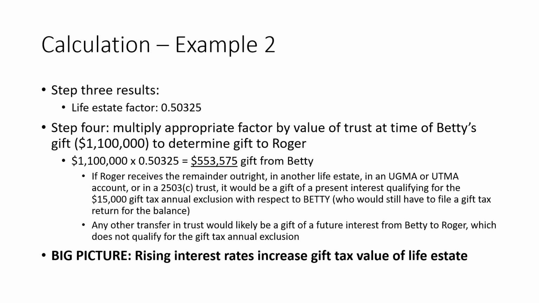Now, if this had transferred outright to Roger as well, or in an UGMA or UTMA account, then that would have been a gift of a present interest from Betty. So the big picture here to keep in mind is that rising interest rates are going to increase the gift tax value of a retained life estate or a given life estate, even if it's relinquished down the road.